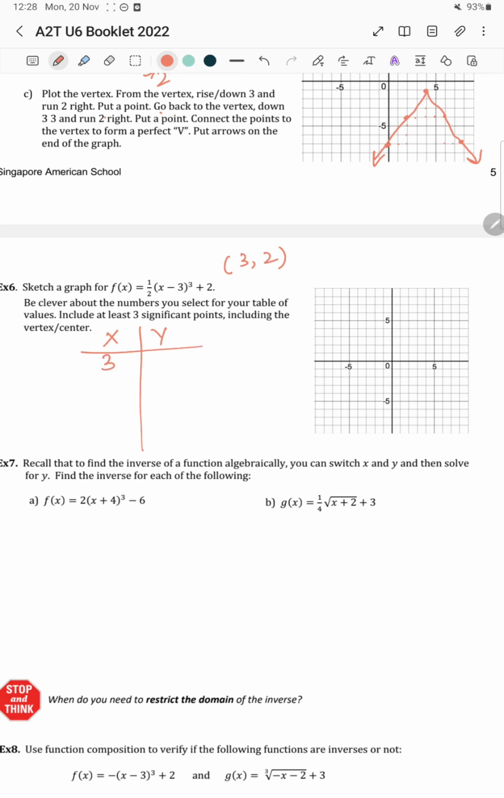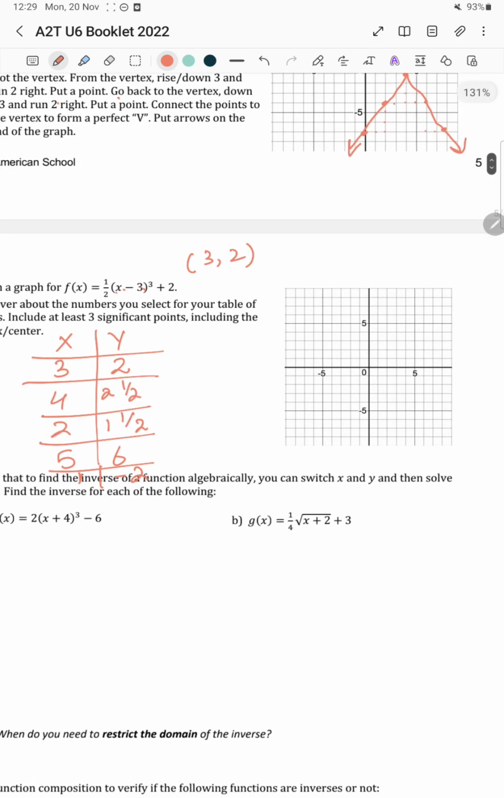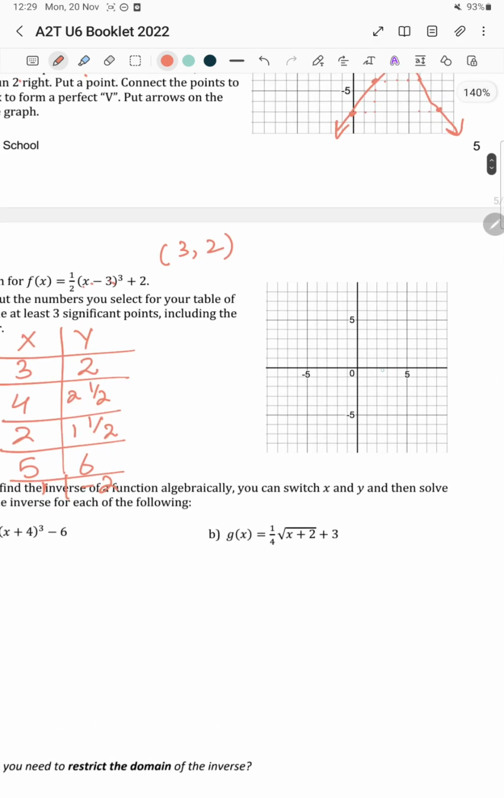If I put 3, 3 minus 3 would be 0 and you will get the answer 2. Next you can put 4: 4 minus 3 would be 1, and 1 by 2 plus 2 would be 2 and 1 by 2. We'll put 2: 2 minus 3 would be negative 1, and again you will get 2 and 1 by 2. If you put 5, you will get 6. If you put 1, you will get minus 2.